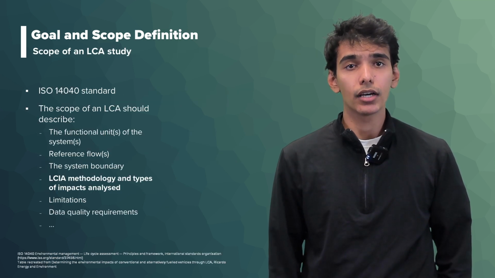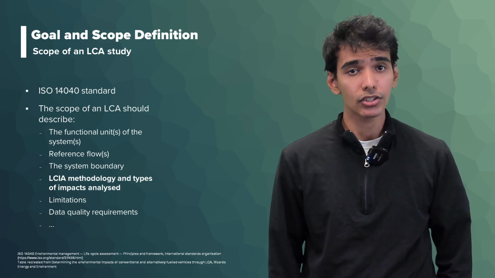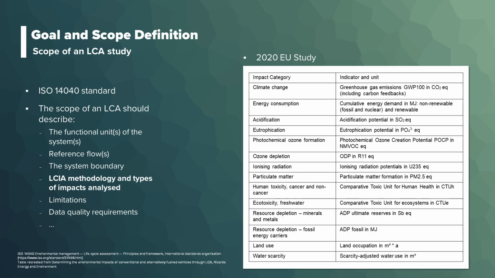Moving on, the scope of an LCA study also contains the LCIA methodology, also the types of impacts that are being analyzed. So in the 2020 EU study, you can see here a very large list of impact categories that were used to calculate the environmental impact. There were several impact categories being analyzed. So for example, climate change, energy consumption, acidification, and so on. And for each of them, there is a specific indicator and a unit.